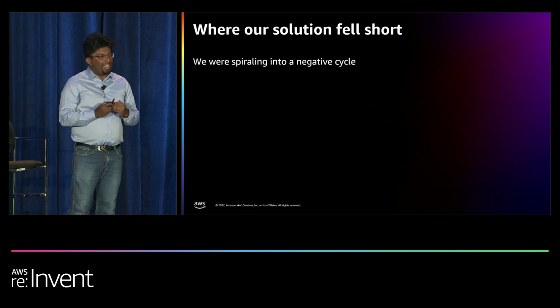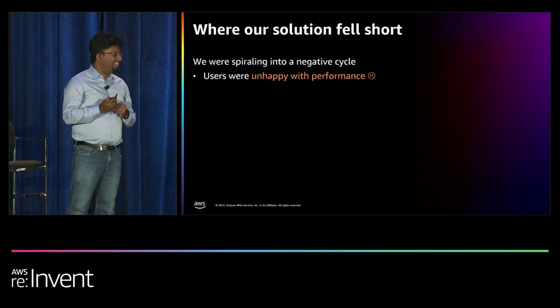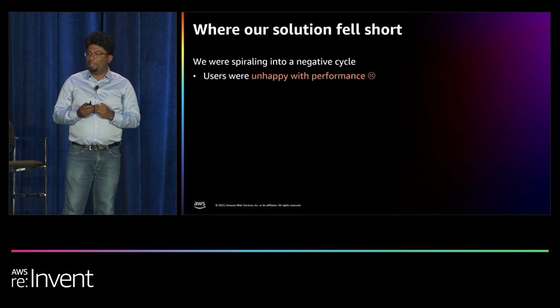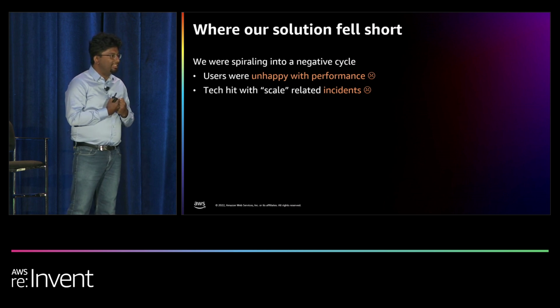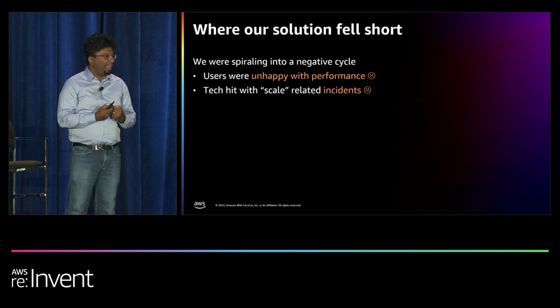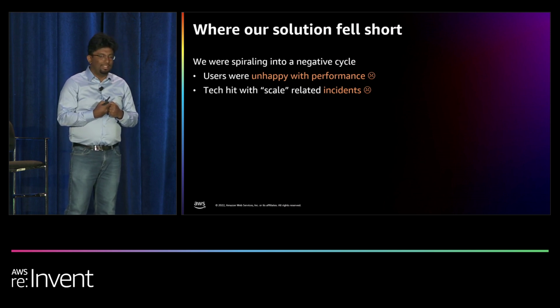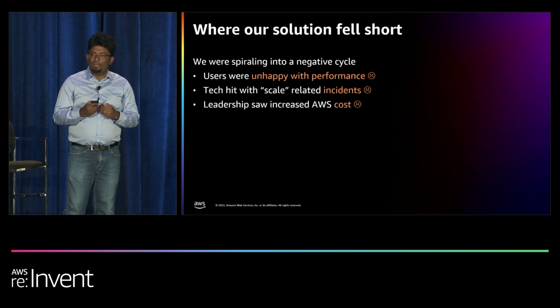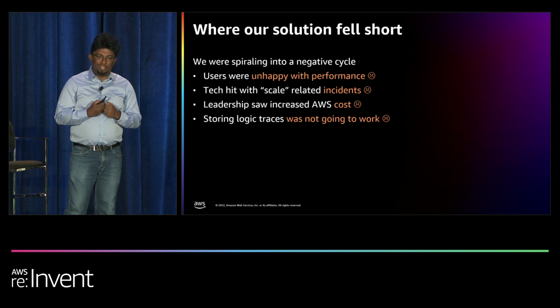So we were spiraling into what I call a negative cycle. No engineering team wants to admit this, but it's true. Users start to become unhappy with performance, especially at these edges. Now, the technology team, we are hitting scale-related incidents. As you know, running a production system, one thing at the edge is enough to kick the system into a bad state, and incidents start happening. And then leadership starts seeing increased AWS costs. So ultimately, we figured out, and this was obvious now, storing logic traces was just not going to work.